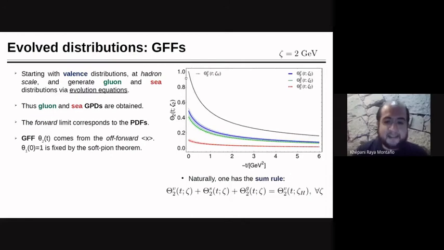But the important thing here is we can also generate the gluon and the sea distributions, starting with a purely valence distribution. And because the valence and sea at a different scale are generated from the valence at the hadron scale, naturally we have this sum rule: valence plus the sea plus the gluon of the θ2 is equal to the valence at this hadronic scale. For the θ1, we cannot do much. We just fix the value at t equals 0 with the help of the Pion soft theorem.